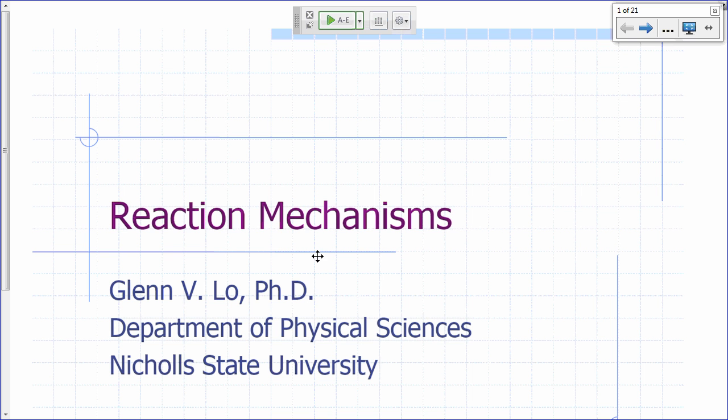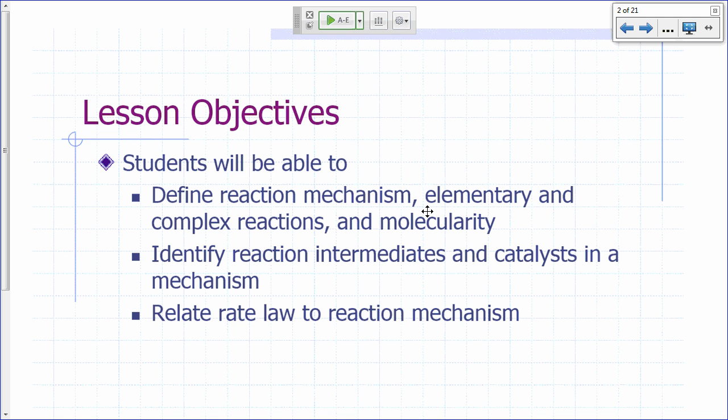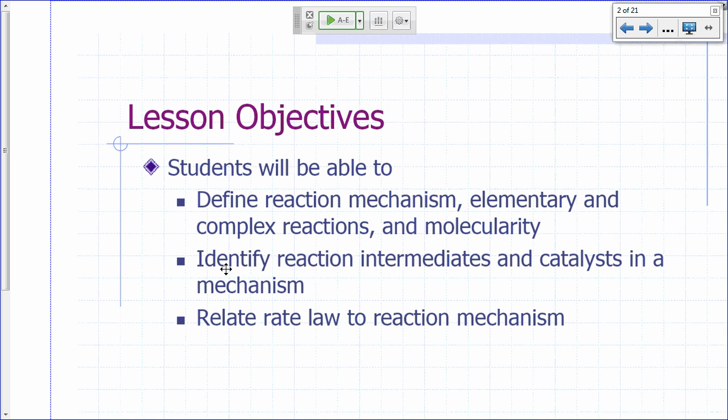So let's talk about reaction mechanisms then. In this lesson, you're going to be able to define what a reaction mechanism is, what elementary and complex reactions are, and what molecularity means. Given a mechanism, you need to be able to identify the reaction intermediate and catalysts, and you need to be able to relate the rate law to the reaction mechanism. So given some simple mechanisms, I would expect you to be able to predict what the rate law is.